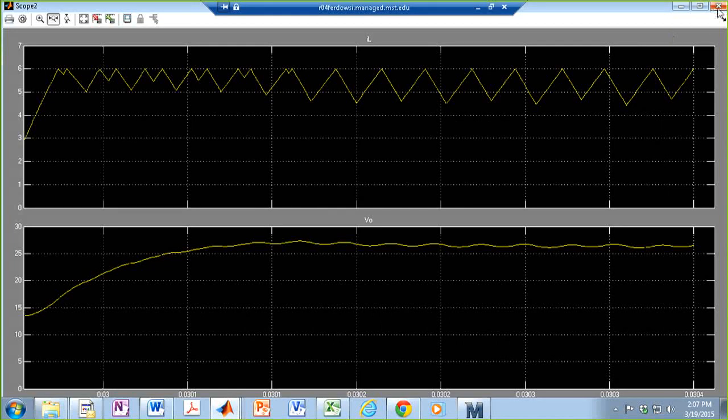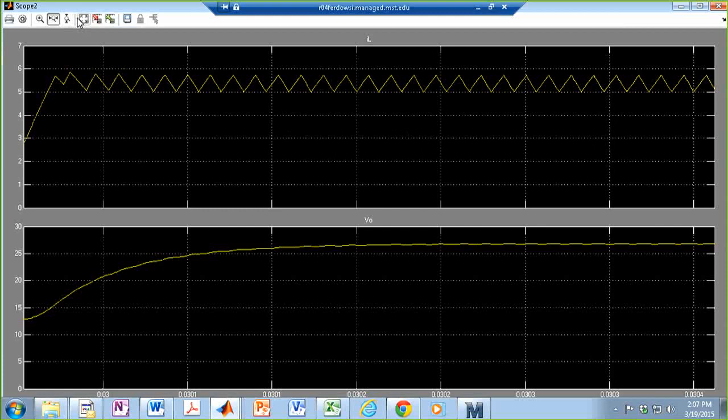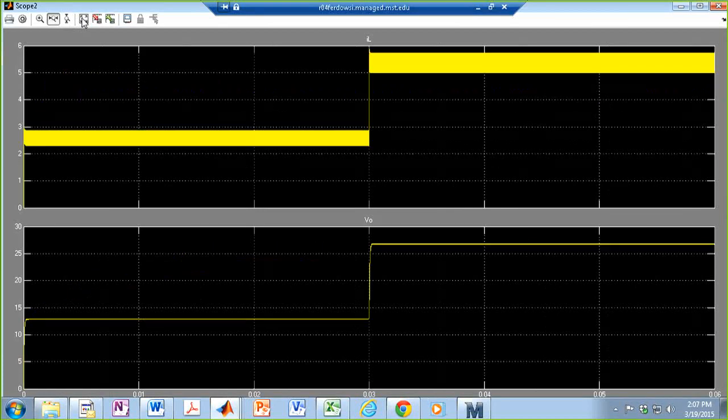So now let's take a look at how we can solve the problem by adding this external ramp. Okay, so now I'm adding some external ramp, or subtracting some external ramp from the reference, and now let's run it again. Okay, so now we didn't get the error. Everything looks good.